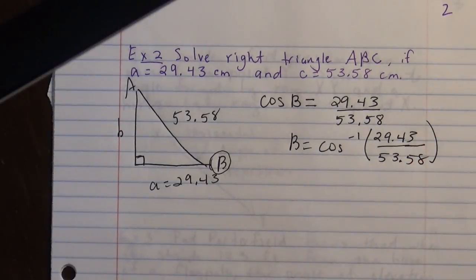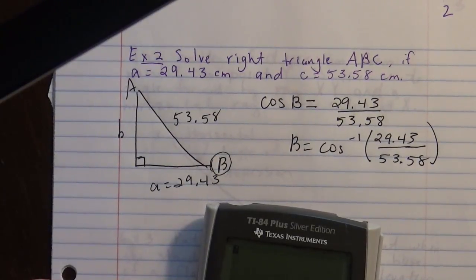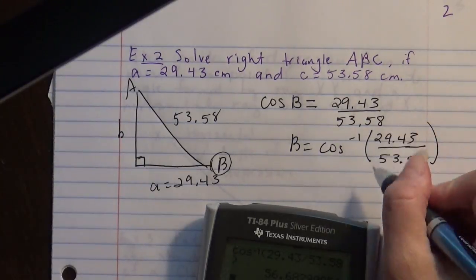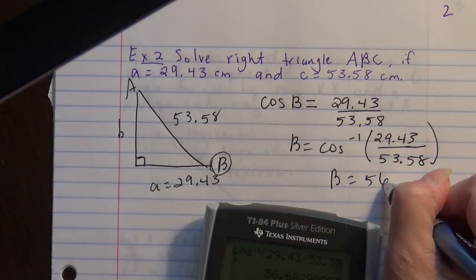We'll type that into our calculator and see what we get. You're going to go second cosine, and then in parentheses you're going to do 29.43 divided by 53.58. That gives me 56.68. I'm just going to stop there. It keeps going, but I'm going to say angle B is 56.68.